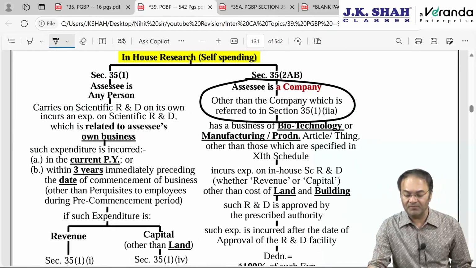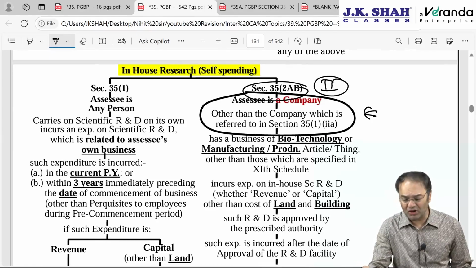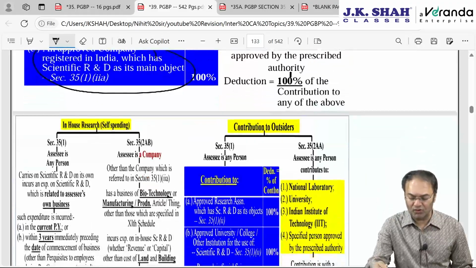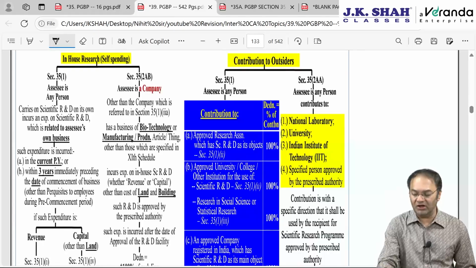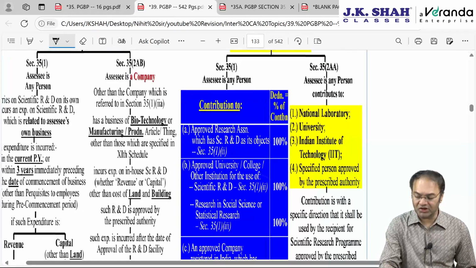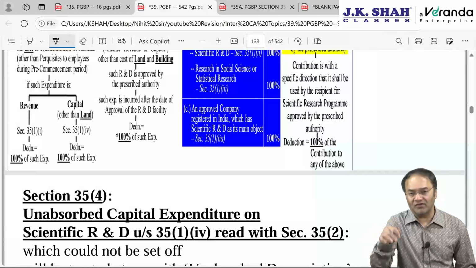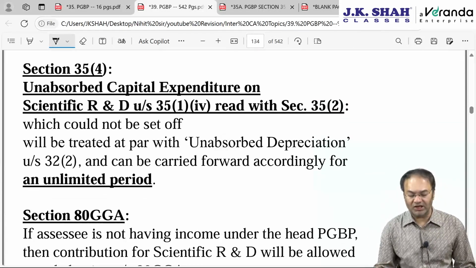We already discussed. And now in 35 category 2, 35(2)(ab), we had mentioned that it should be a company other than a company which is referred to in 35(1)(2)(a). 35(1)(2)(a) is this company which I already showed you. Now here all 4 categories combined together, which will be very difficult for you to read on the screen even if you zoom in, but you have the notes attached here with you. And 35 subsection 4 and 80 GGA.